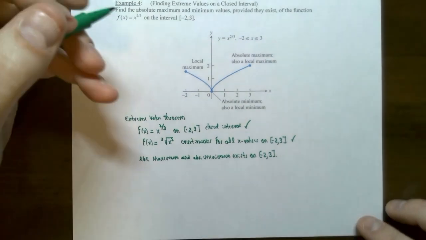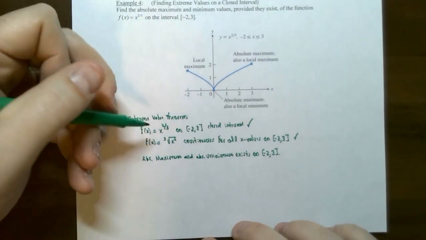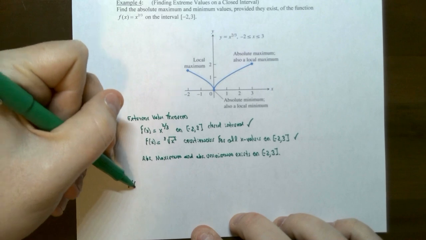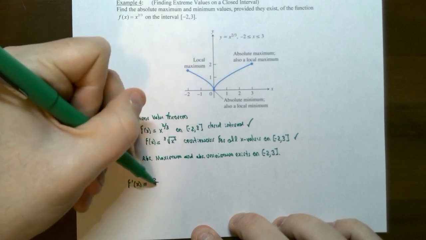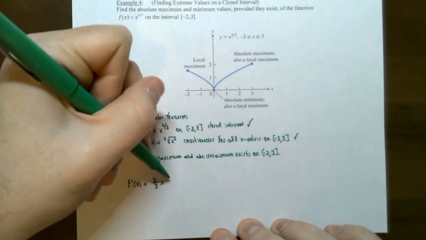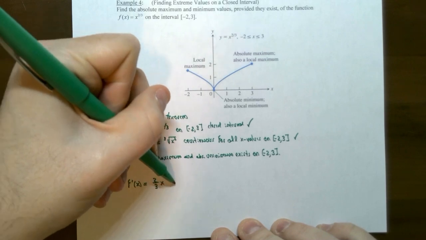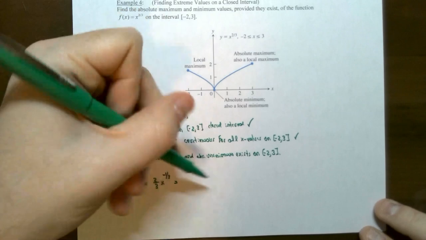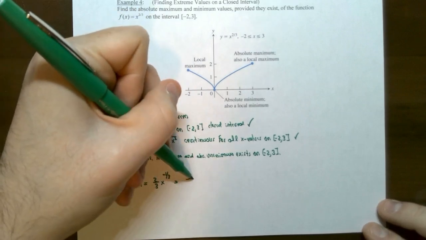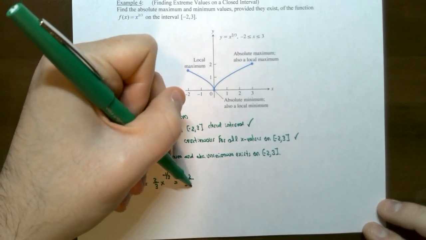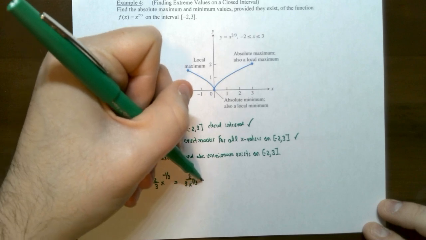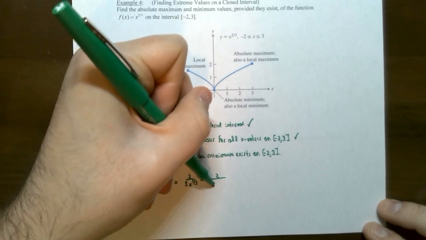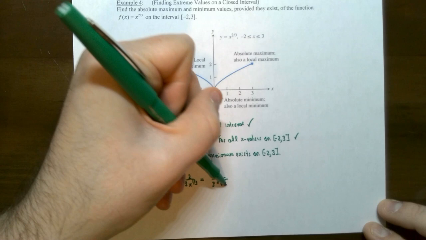So now, how to find them? Find the critical numbers by taking the derivative. Use the power rule. 2/3 x to the negative 1/3. Now it's important to rewrite this. It is 2 divided by 3 x to the 1/3. Which is 2 divided by 3, and then the cube root of x.